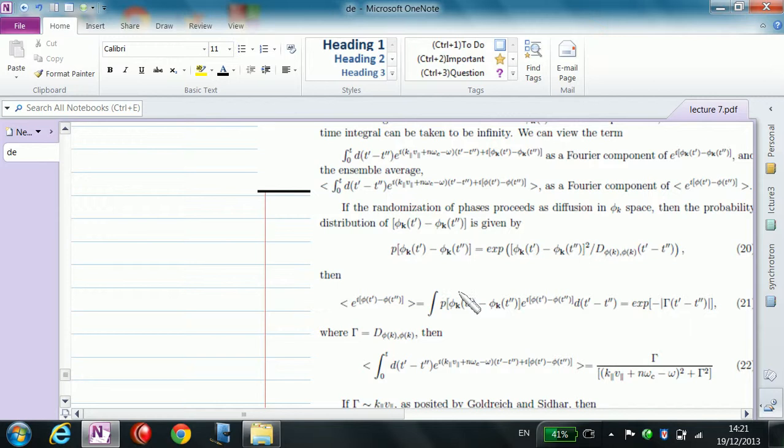Now, how do we do this integral? Well, we assume that phi itself, which is the phase of the wave, obeys diffusion.